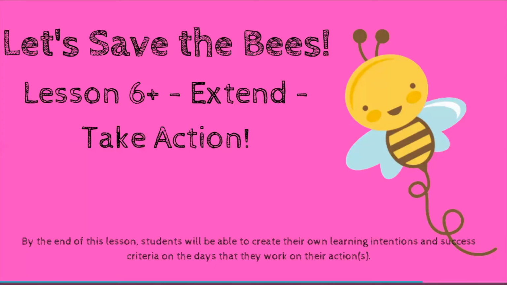Finally, lesson six, the students will take action. They will actually create something that can help save the bees. Ideas that the students will learn along the way is that they can create a bee hotel, they can make a mini bee garden, they can make a book and read it to a younger classmate, or they can make a poster and inform others about what's happening and what we can do to stop and to help save the bees.